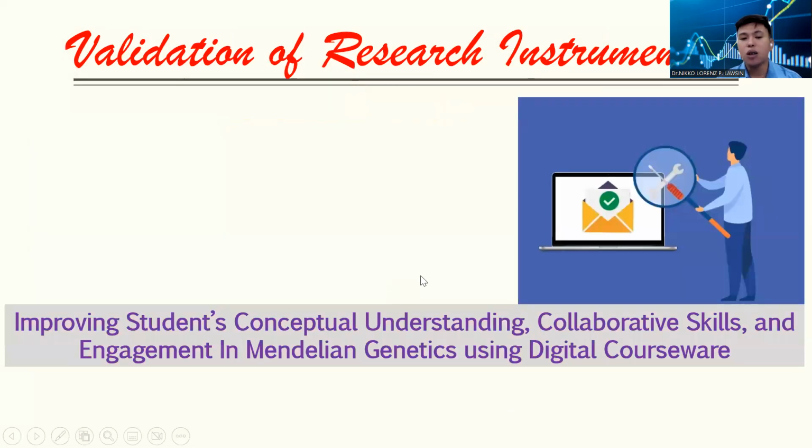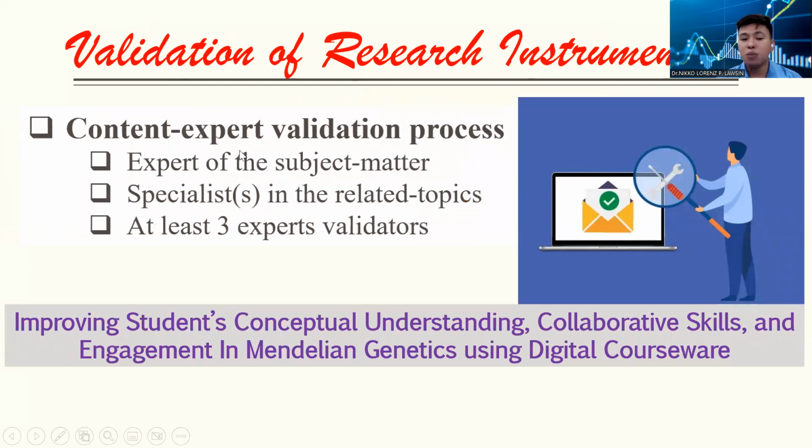Validation of the research instrument. You need to undergo a content expert validation process. Experts of the subject matter, specialists in the related topics, at least 3 content experts. Preferably 3, so if there is a tie between the decisions, there is a middle one that will decide. So 3, the next is 5, 7. It's always an odd number. So if there is a tie score, there's a tiebreaker.